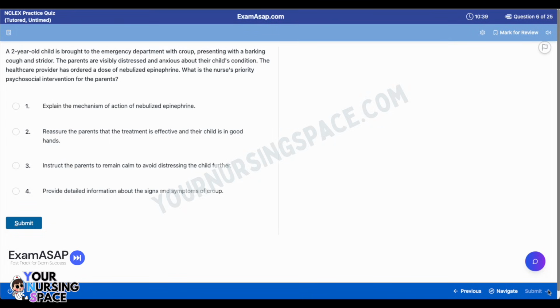Here are the options. Option 1. Explain the mechanism of action of nebulized epinephrine. Option 2. Reassure the parents that the treatment is effective and their child is in good hands. Option 3. Instruct the parents to remain calm to avoid distressing the child further. Option 4. Provide detailed information about the signs and symptoms of croup.